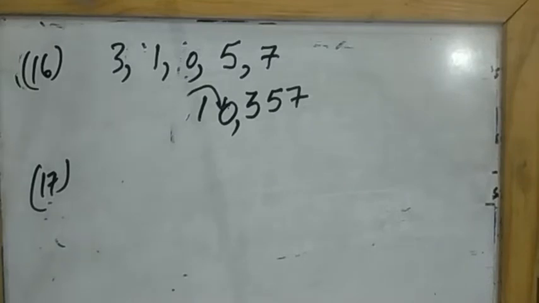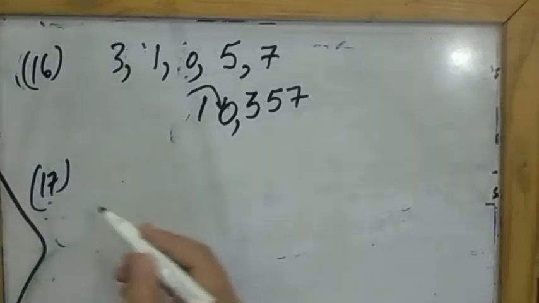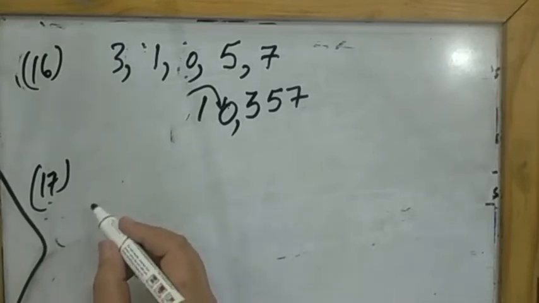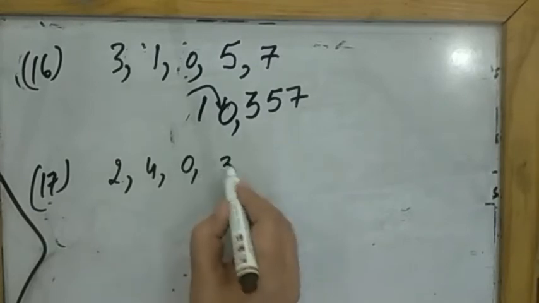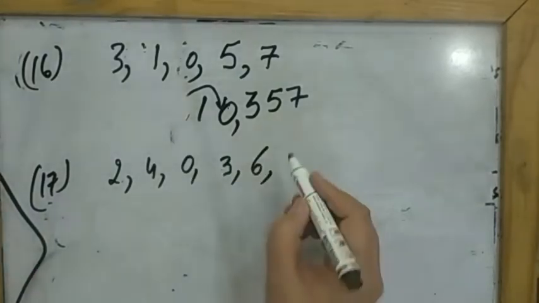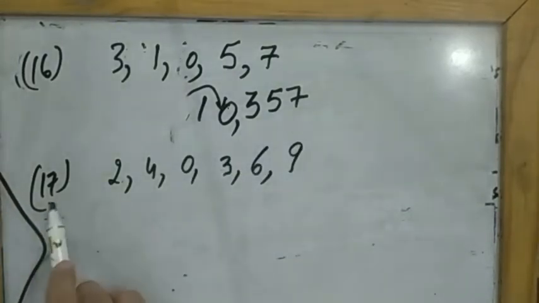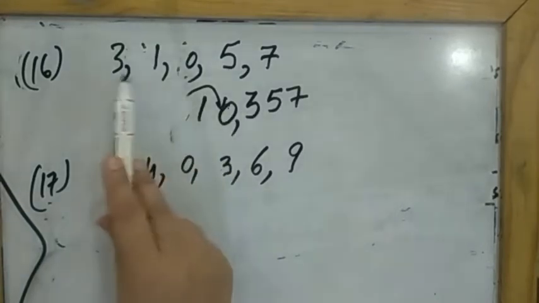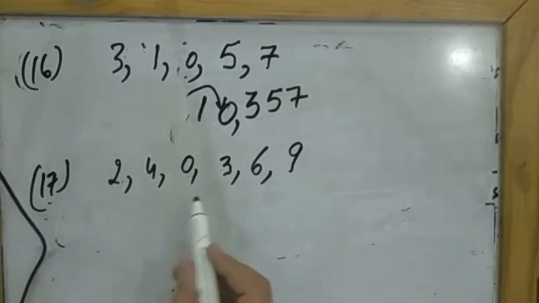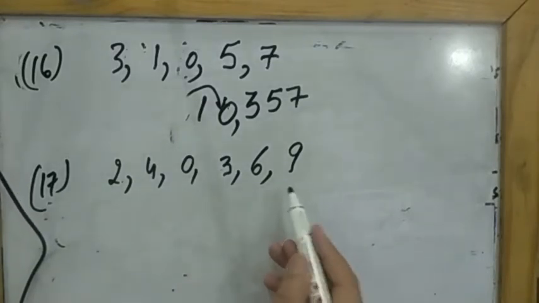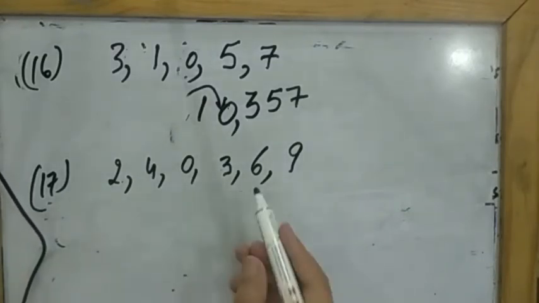Okay, now we come to the 17th question, which says: write the largest number of different digits formed by using the digits 2, 4, 0, 3, 6 and 9. So this is the 17th question. Like in the 16th question, they gave you the digits and asked you to form the smallest number. In the 17th question, they have given you the digits and they are asking you to form the largest number.